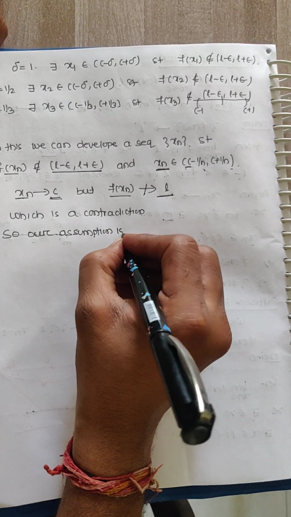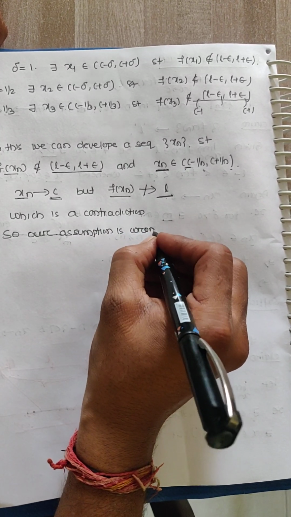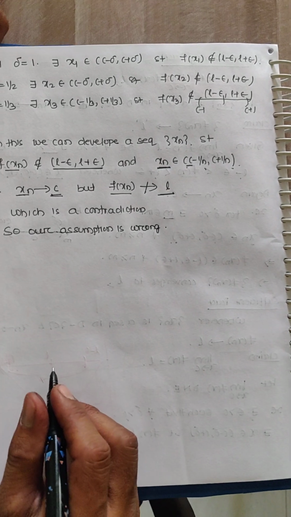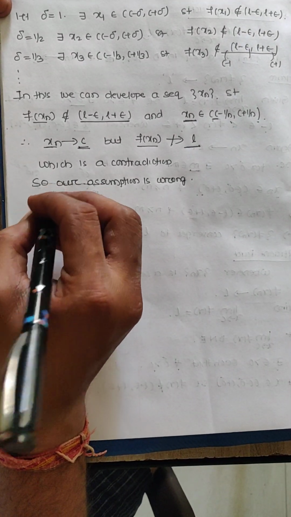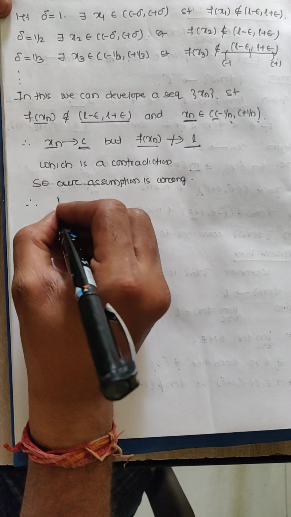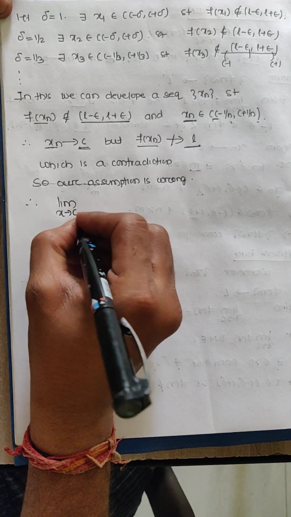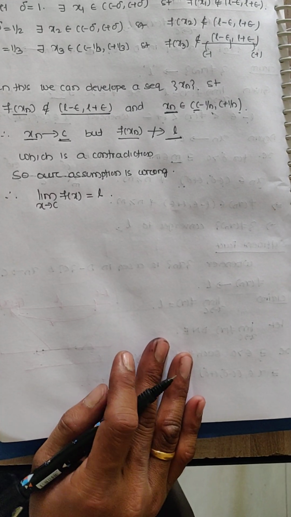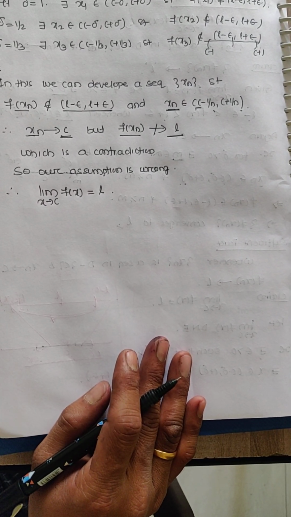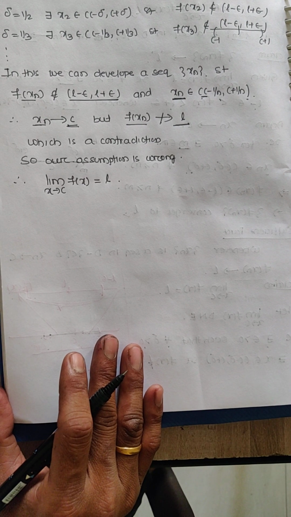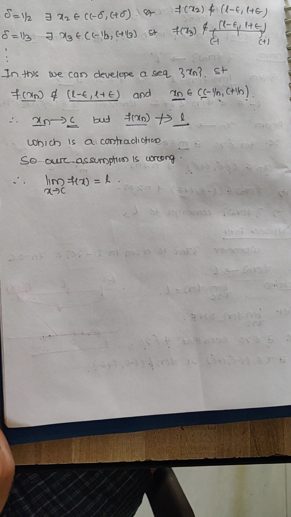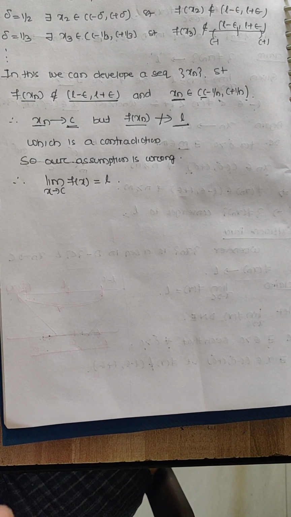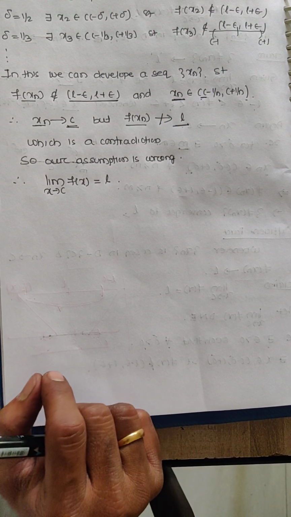The assumption is wrong, so the limit as x tends to C of f(x) is equal to L. Hence we have proven the theorem that is called the sequential criterion. Okay, thank you. In the next class we will see the usefulness of this theorem.